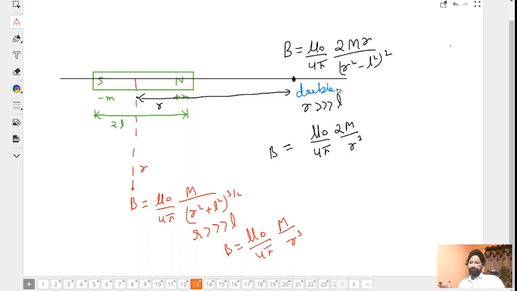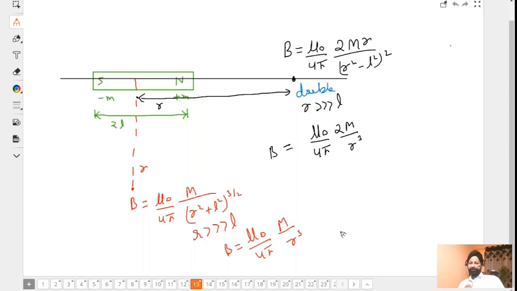Right? So double here, because look at this. This is 2M and this is M. Everything else is the same. So at a point on the axis, the magnetic field is double that on the equatorial line. Another thing that stands out here is, because this is a dipole, it varies as the inverse of the cube of the distance. Remember, Coulomb's law is an inverse square law. This is an inverse cube law. Same as in the case of the electric dipole, it varies as the inverse of the cube. If you double the distance, it becomes 1/8 and so forth.